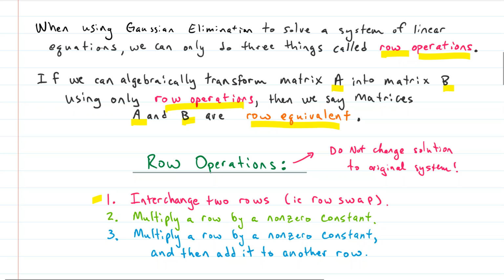The second row operation we have is we can multiply a row by a non-zero constant. That's like saying you have an equation and you multiply both sides of the equation by 3. It doesn't change the answer you have for the equation. So the third thing we can do is multiply a row by a non-zero constant and then add it to another row. So that means you also could just add two rows together and replace one of the rows with those two rows that were added together. So these are the three row operations you can use.